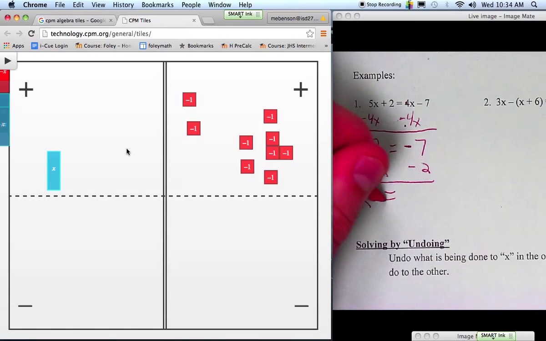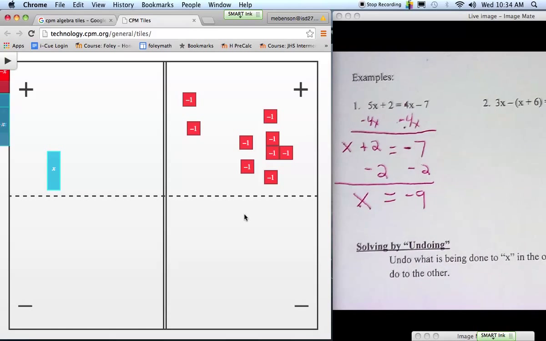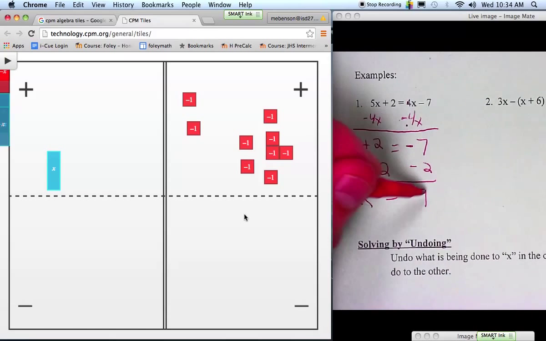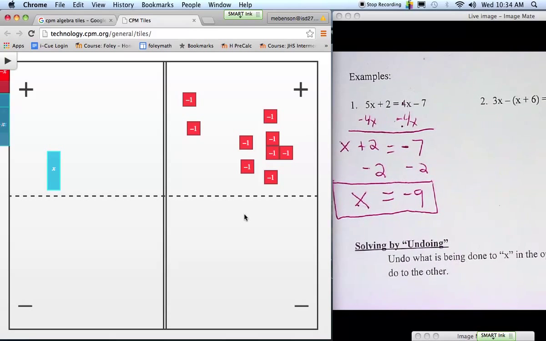On the right, I've got a bunch of little negative 1's, and you can count them up over here, or you can just do the math in your head. Negative 7 minus 2 more is negative 9. And so this is just what I wanted. I now know what x is. X is negative 9. And that's the only value that keeps those two sides of the equation balanced. So that's equation number 1. Watch the next video for equation number 2.